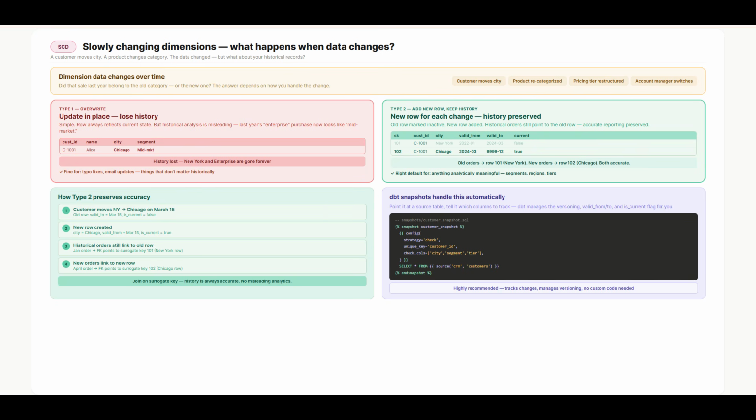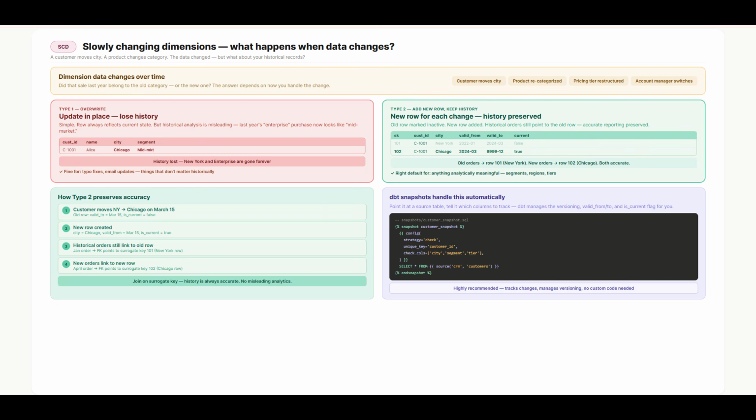Type 2, keep history by adding a new row. When something changes, you add a new row with the updated values and mark the old row as inactive. Each row gets a valid from timestamp, a valid to timestamp, and an is current flag. So when that customer moves from New York to Chicago, the old row gets valid to set to today and is current set to false.